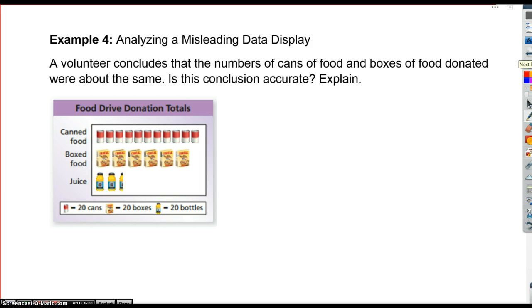Example 4, analyzing this misleading data display. So a volunteer concludes that the number of cans of food and boxes of foods donated were about the same. Is this accurate? Okay, so this is a pictogram because we're using pictures. And the issue with this pictogram, so they're saying a can equals 20 cans, a box equals 20 boxes, and a bottle equals 20 bottles. So I would say that this is 20, 40, 60, 80, 100, 120. And this is 11 times 20, which is 220.